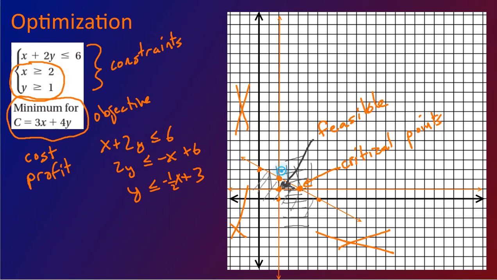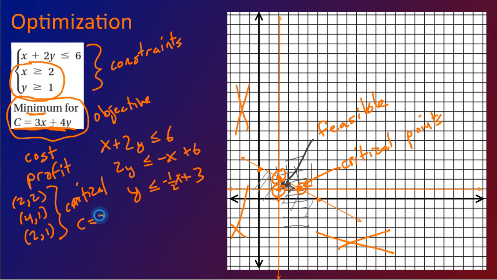So the first point, this point right here, is the point (2, 2). So one feasible point is (2, 2). This point is (4, 1). So there's another feasible point, or a critical point. And this point is (2, 1). So these are my feasible points, or critical points. And I am going to test them into this equation and see which one gives me the minimum value.